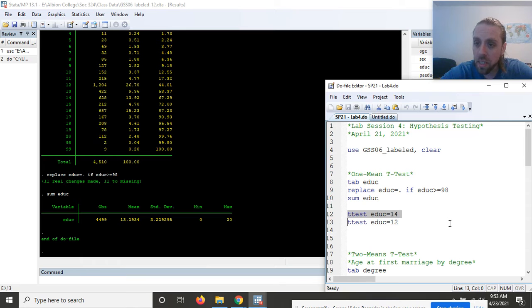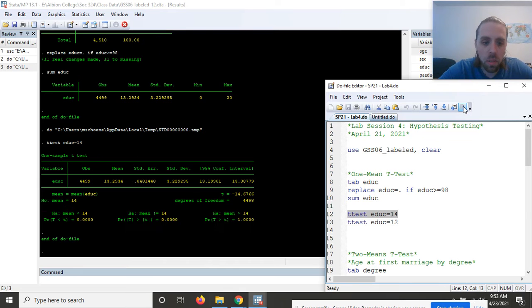So essentially, this would be like if you got a word problem that said the average years of education is thought to be 14. You get a sample and realize it's 13.29. Can you say with 95% confidence that it really is different or it really is less than? So let's run that command. ttest educ equals 14. A few things are going to come up.